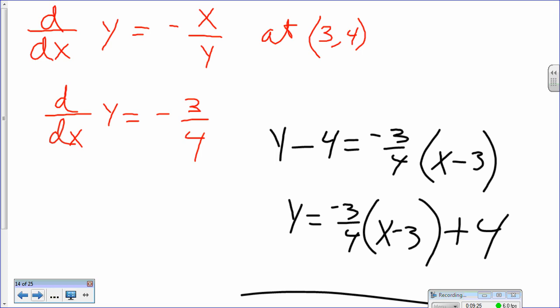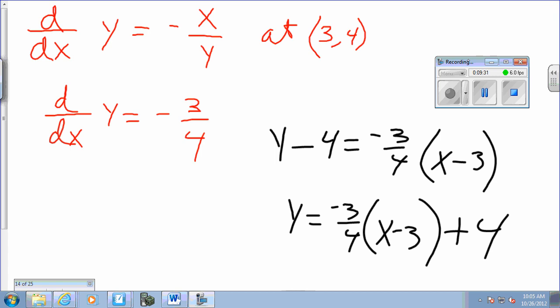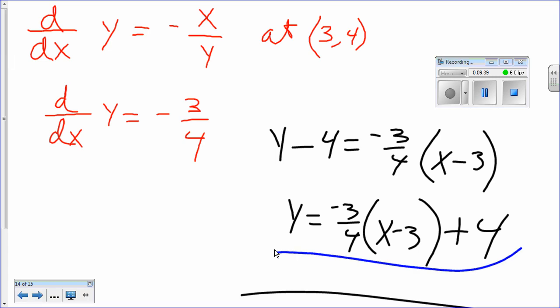Now, just for the sake of argument, take out your calculator and graph that top half of that circle, which was the positive square root of 25 minus x squared. Graph this equation down here at the bottom and see if it looks tangent. So at the end, when we're plugging the x and y values in, you're finding the slope of the tangent at that point.